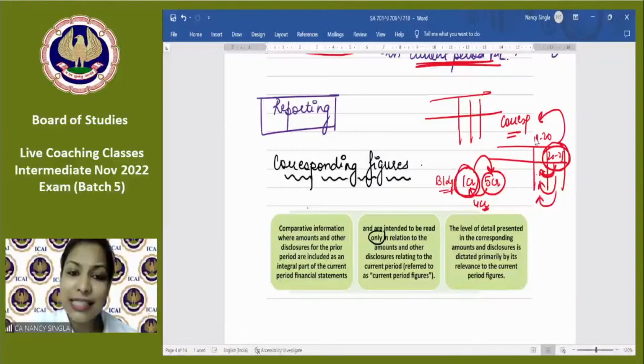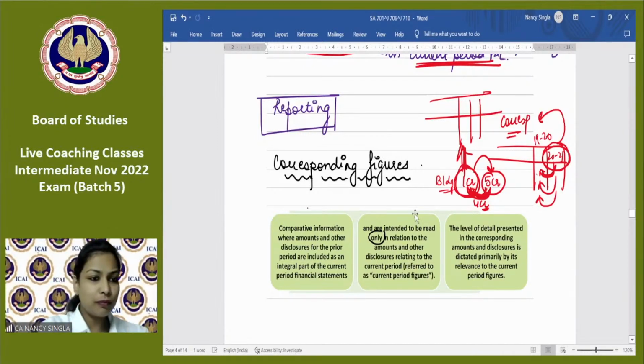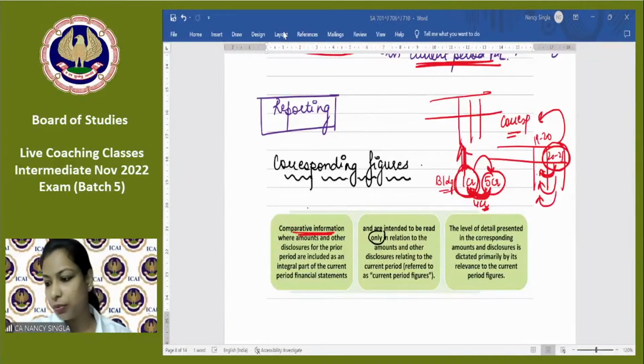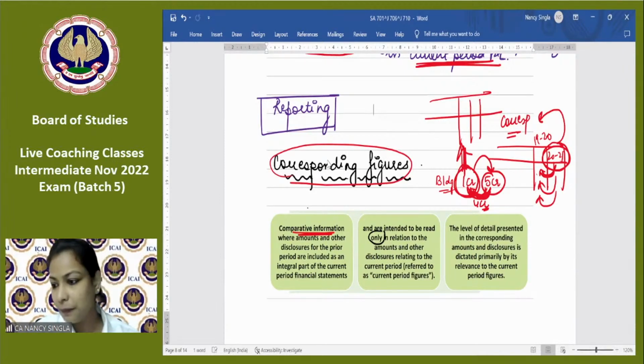So as a standalone, we are not analyzing it, but we are analyzing it in reference to the current period financial statement. That last year, say, there has been an increase of rupees 4 crores in the building amount, and the same way with respect to other items. I think I got muted, but I hope it is clear. So what are corresponding figures, okay.